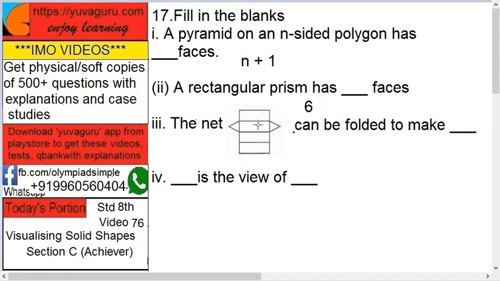Next, the net, this dash, can be folded to make what? Means if I fold this, what can I make from this? See, there are two triangles on the sides and this is to be folded. So it will be a prism, a triangular prism.